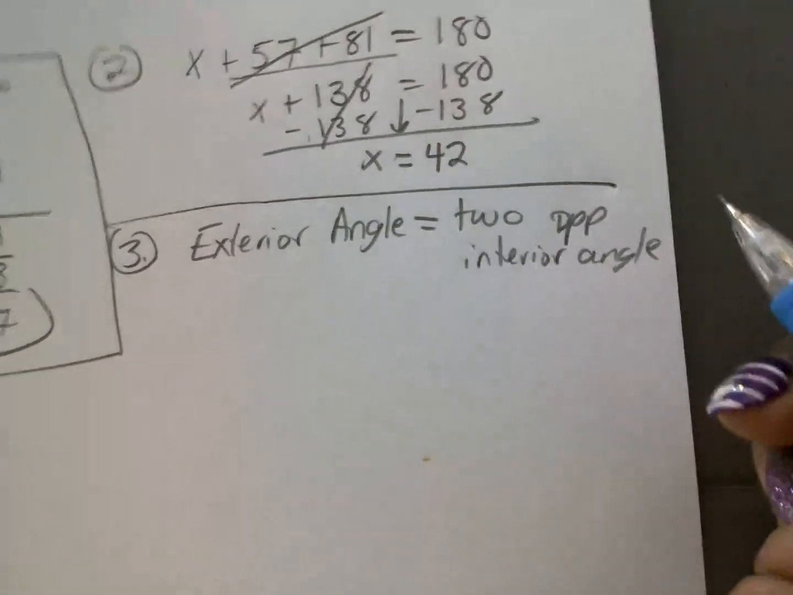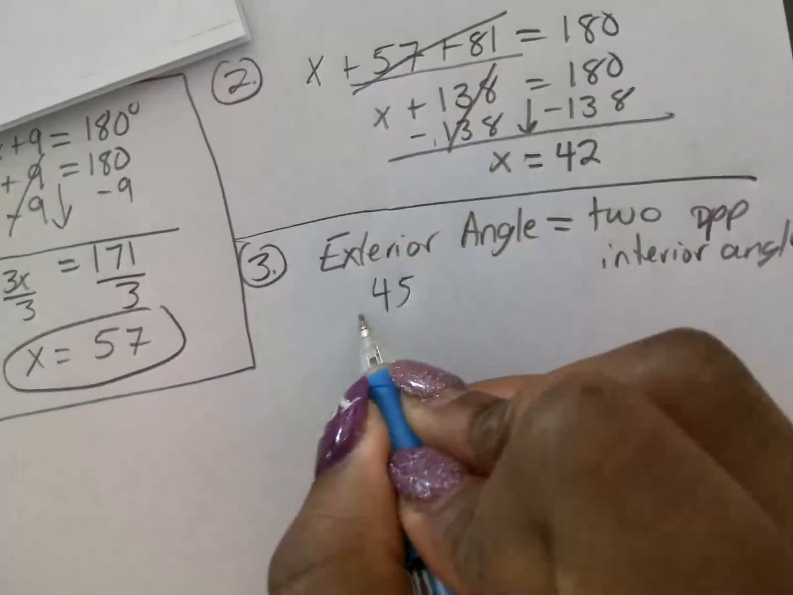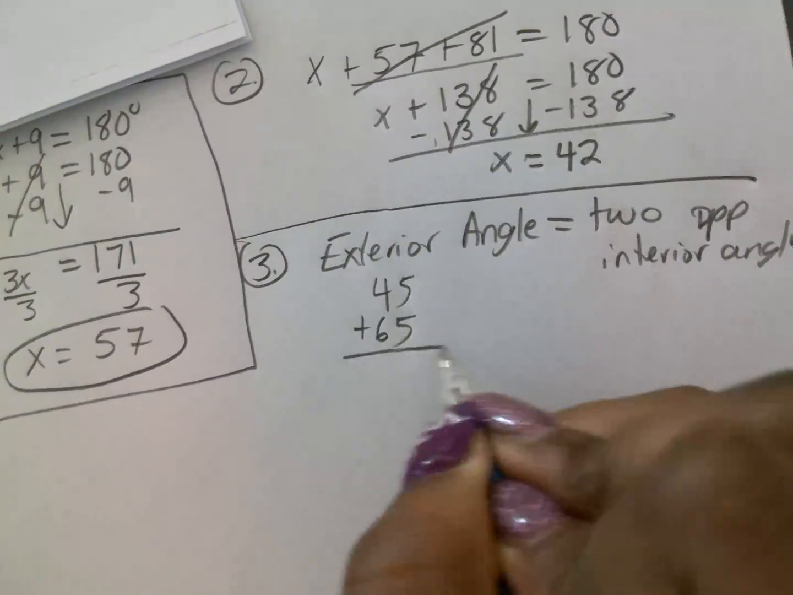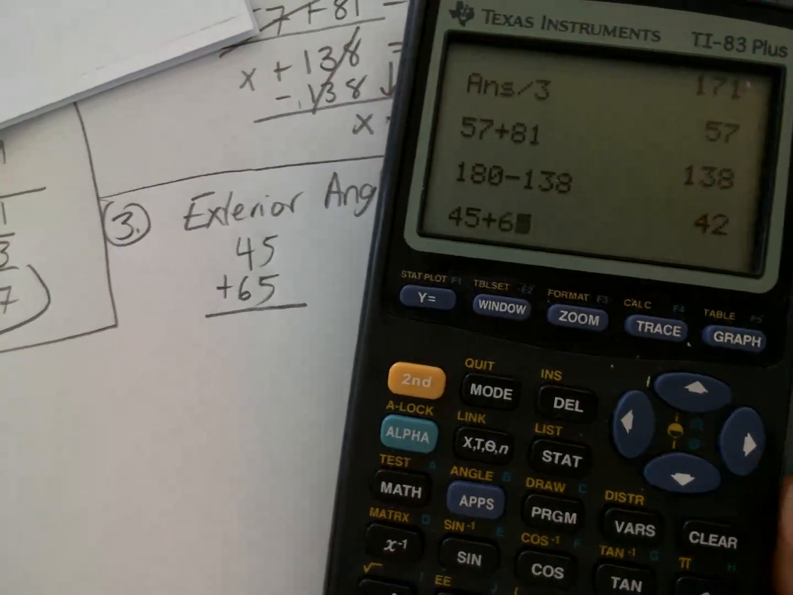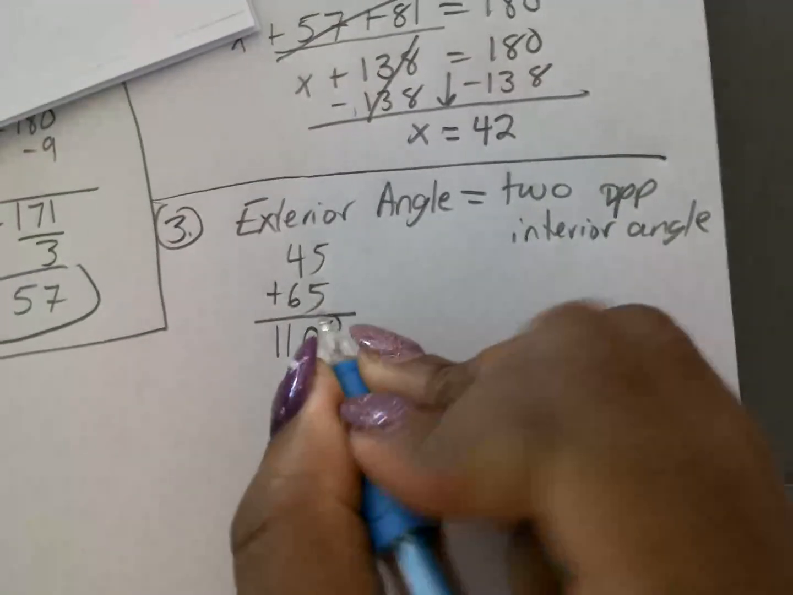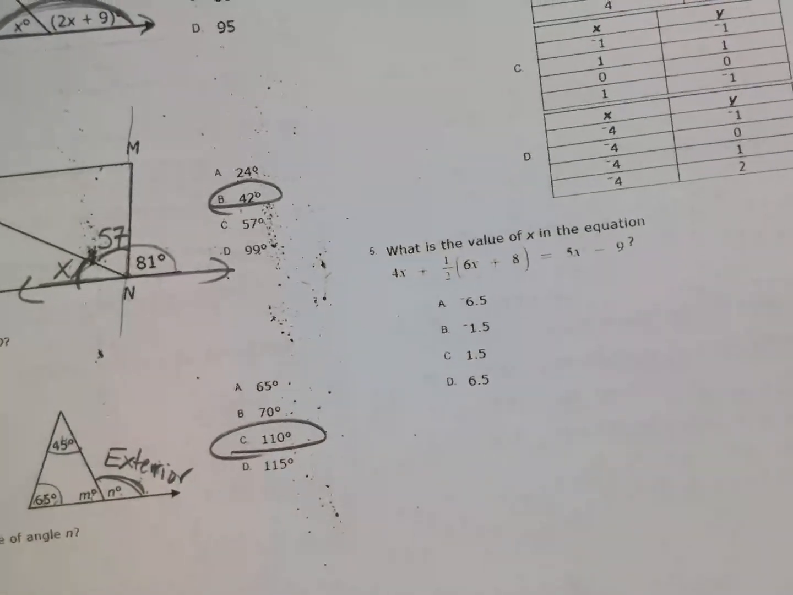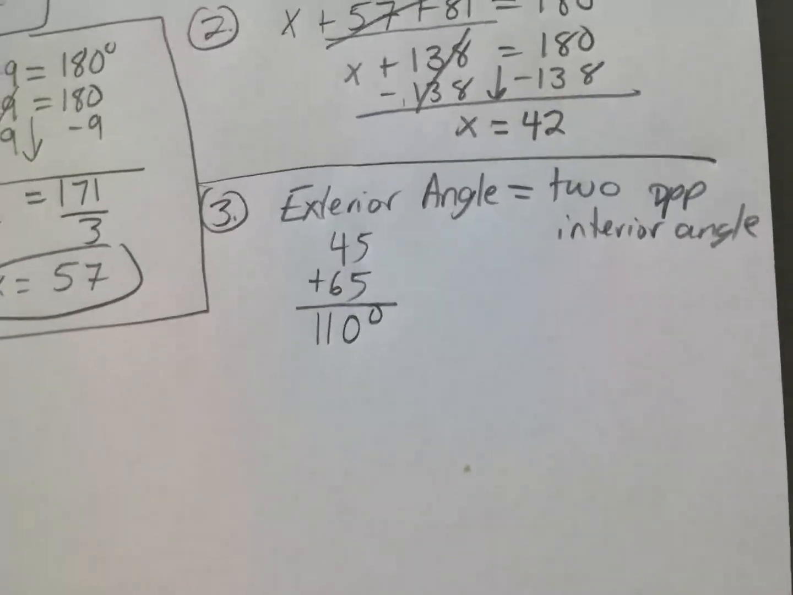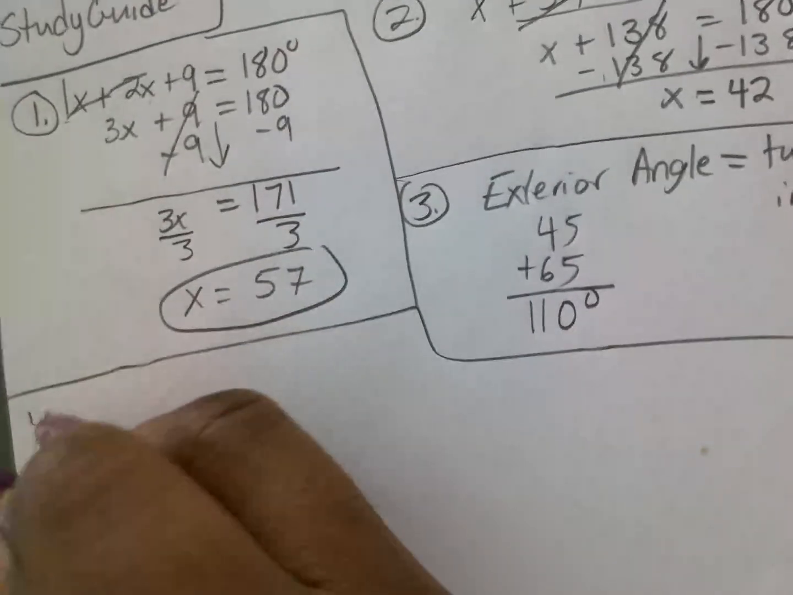Okay, so we're going to add those two opposite interior angles together, 45 plus 65. That gives you 110. So the exterior angle is 110 degrees.